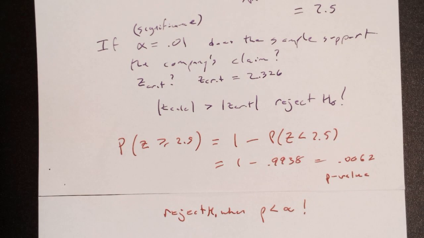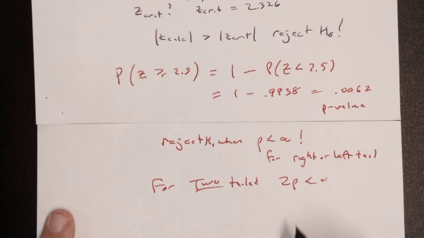That's a one tail. If I'm doing a two tail, I need to take the number I get out for the p-value and multiply by 2, because the chance of it being high or low, I've got two directions in the two-tail test.